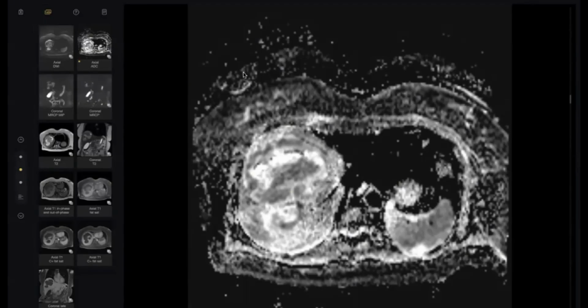What is your diagnosis? I want to see a malignant lesion, and because of the smooth liver surface, I'm thinking about the concept of cholangiocarcinoma.